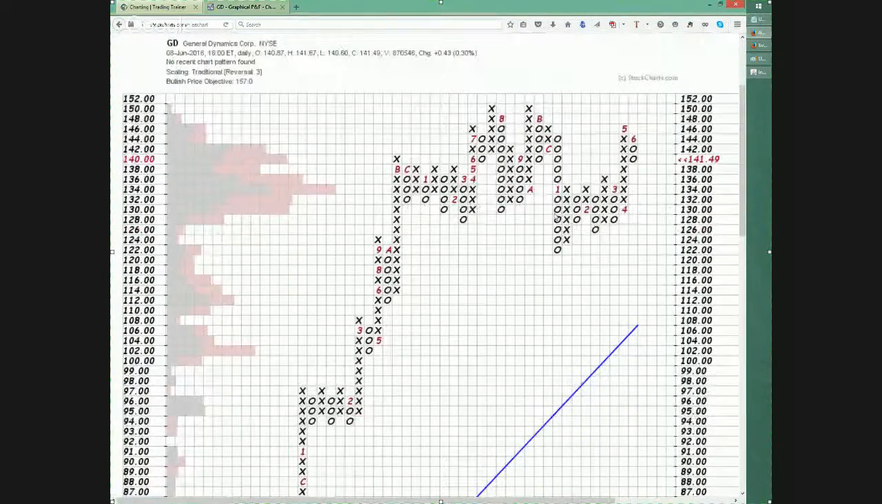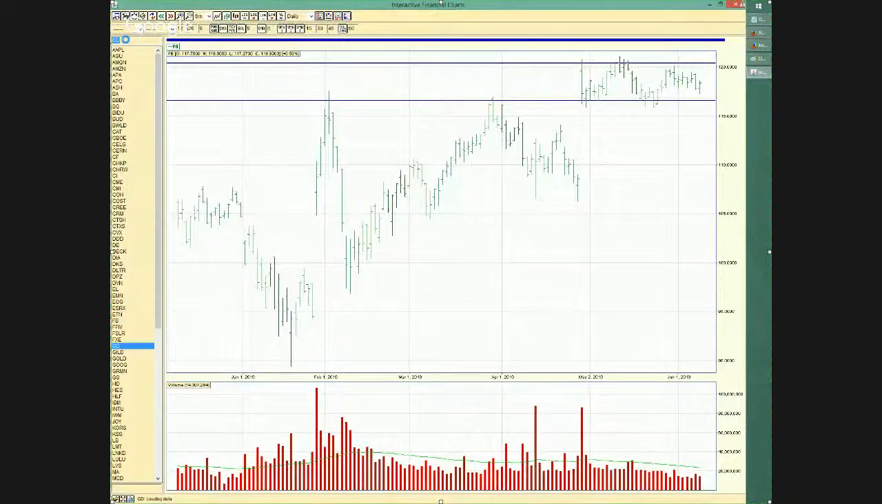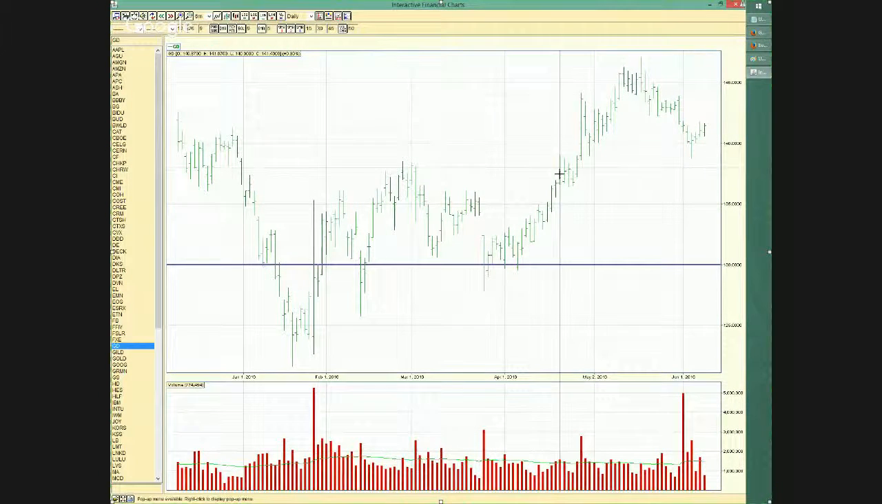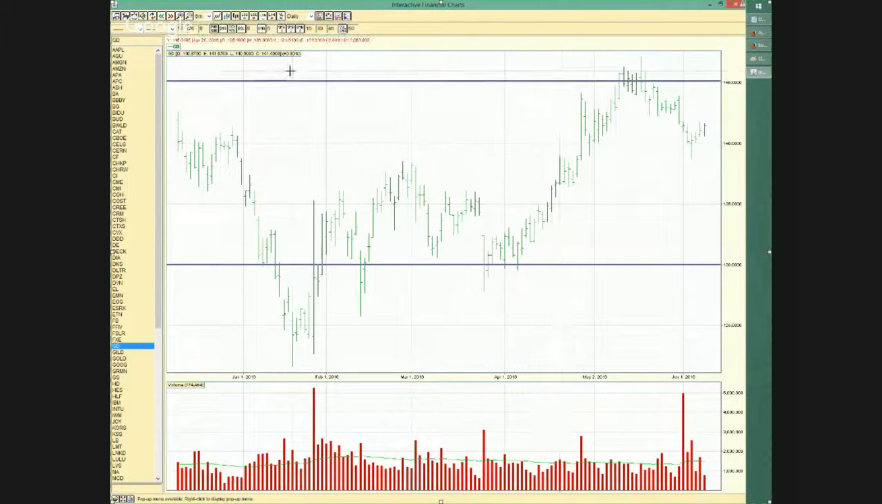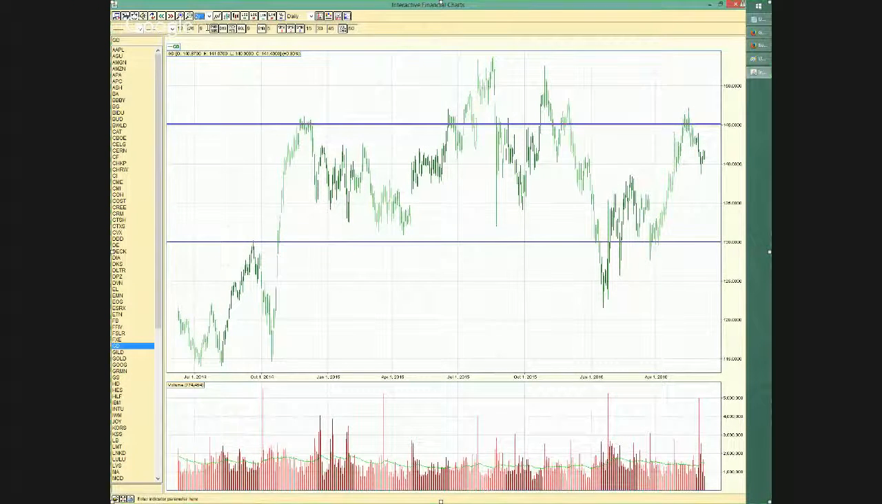Take a look. Looks like we've got reversals at 130. Looks like we've got reversals at 145. Now I'm curious. Let's go back to General Dynamics and look at 130 and look at 145. Let's go to a year. Let's go to 2 years. Let's go to 5 years.